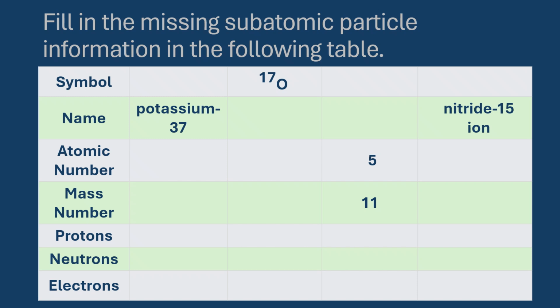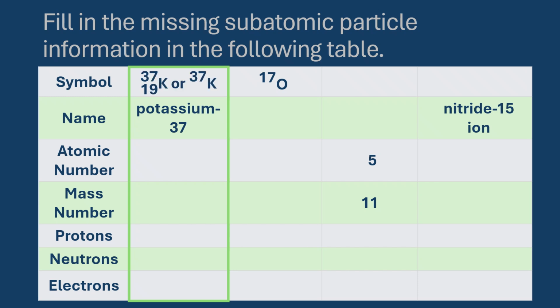The biggest trick with our first example is remembering that the symbol for potassium is K. Once you know that, you can get the rest of this pretty easily. Here you can see I've given you both of the isotopic symbols. Know that the atomic number is not always included because it is technically redundant. If we know we have potassium, then we know we have an atomic number of 19. The mass number was given in the name, and so that is 37.